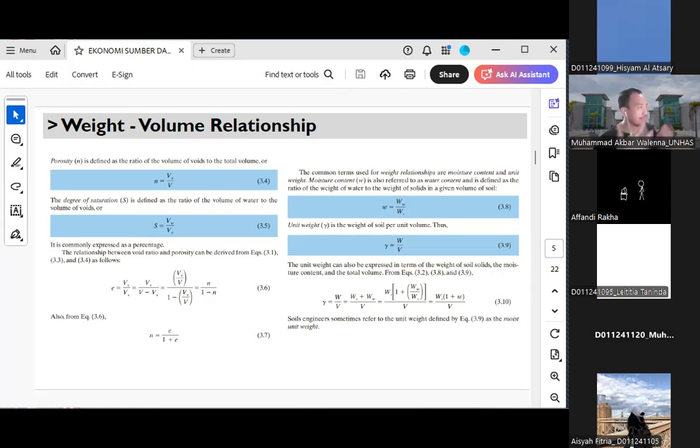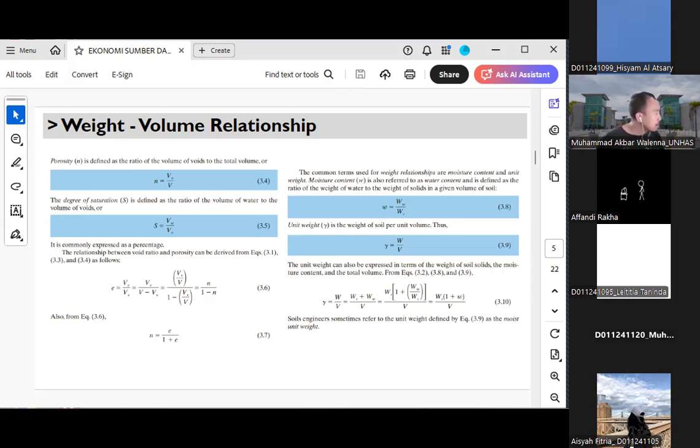Okay, so that's how we explain porosity: the fraction of empty spaces, how many holes are inside the soil in comparison to the total size or total dimension of the soil itself.